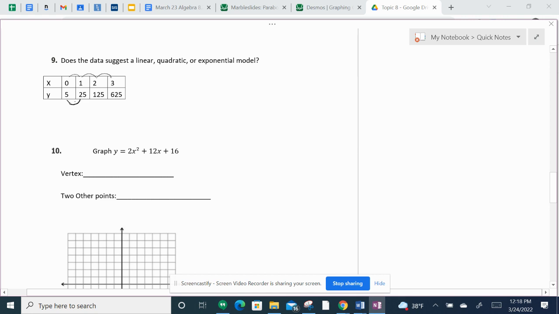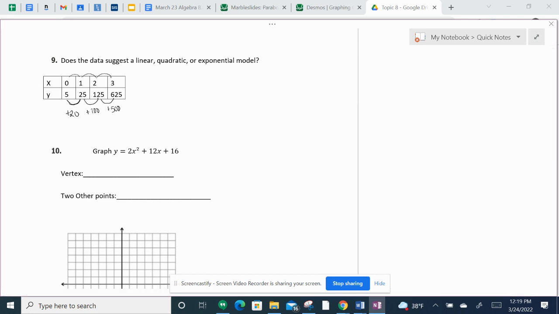So from 5 to 25, I added 20. From 25 to 125, I added 100. And from 125 to 625, I added 500. Okay, those are not consistent, so this is not a linear pattern.